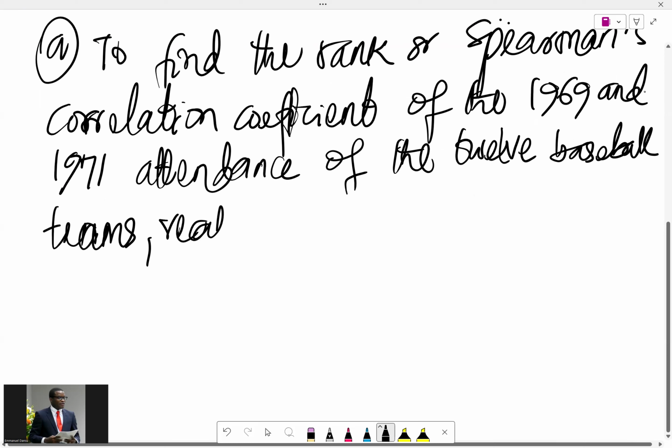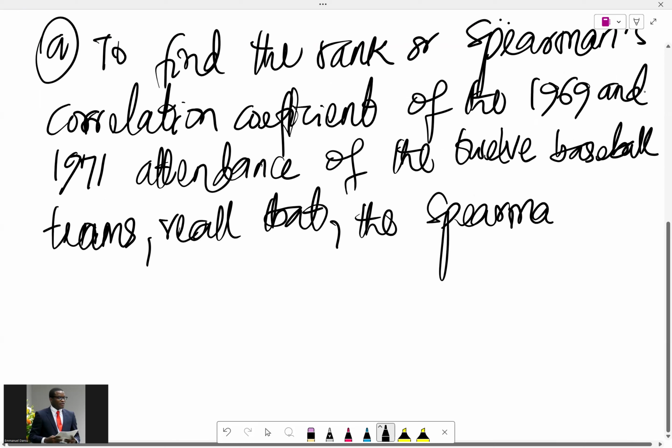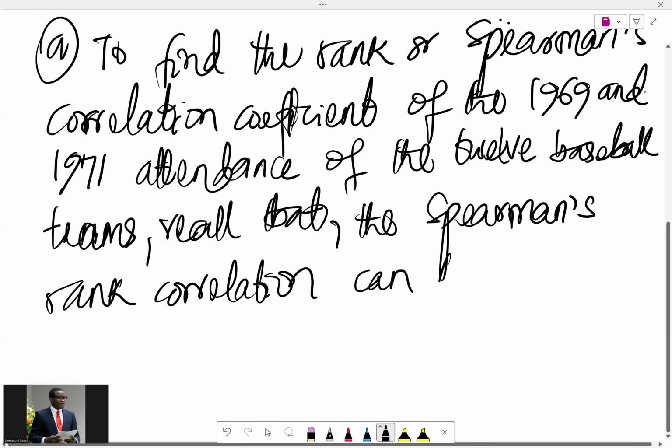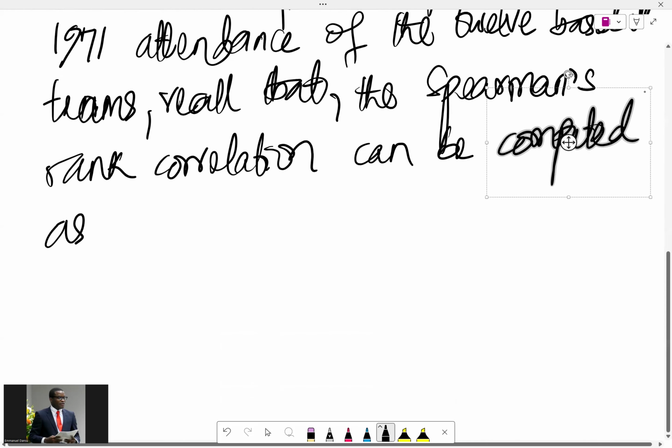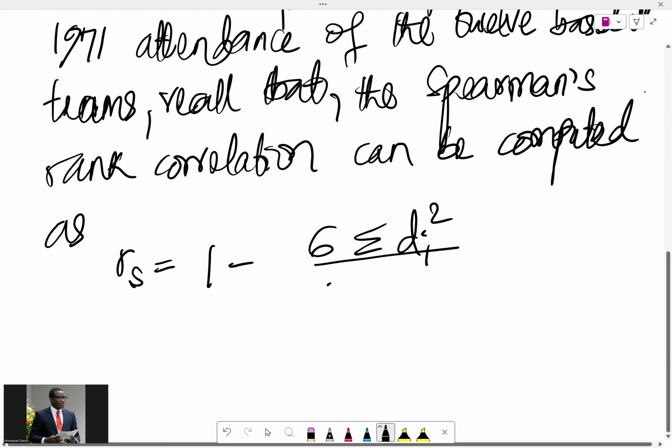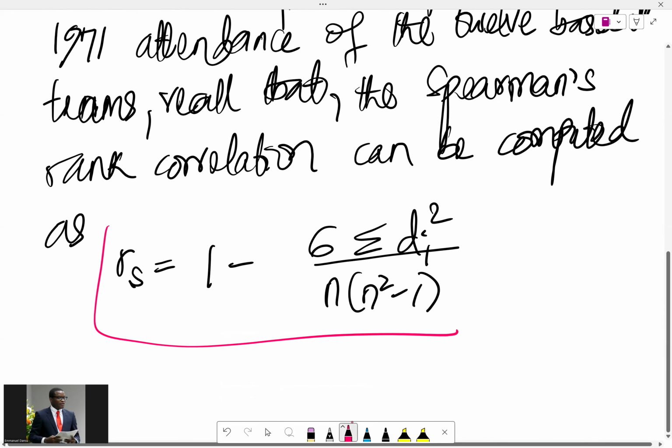Recall that the Spearman's rank correlation can be computed as Rs equals 1 minus 6 summation of the di squared over n into n squared minus 1. So this is the formula for the rank correlation coefficient.